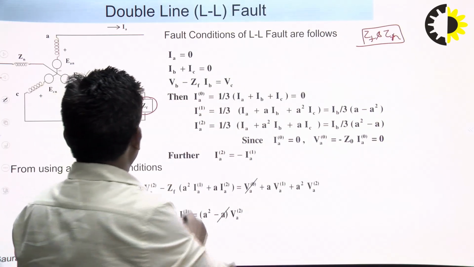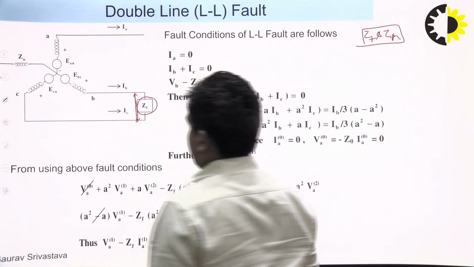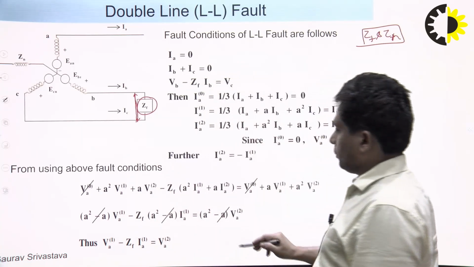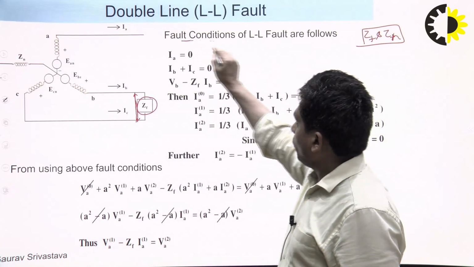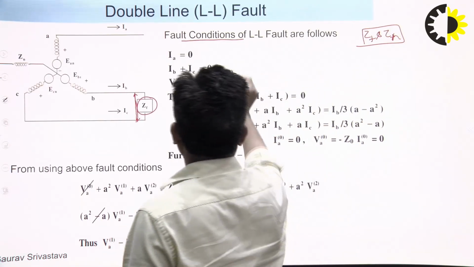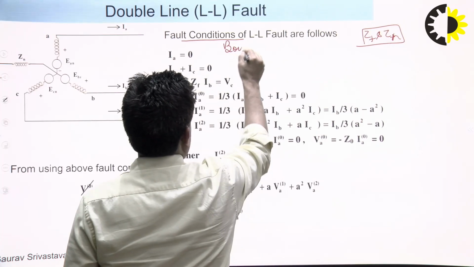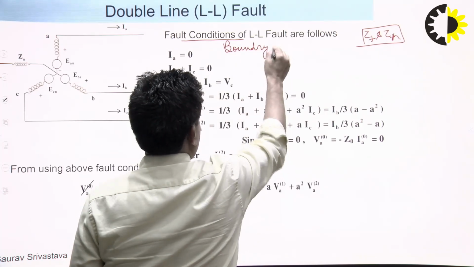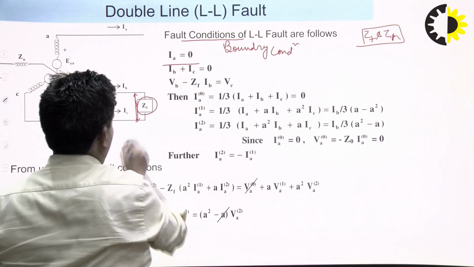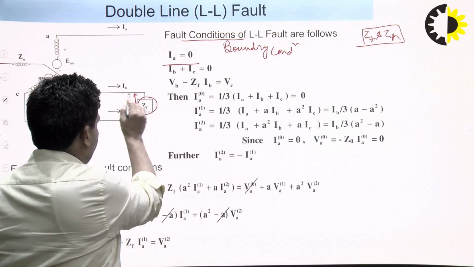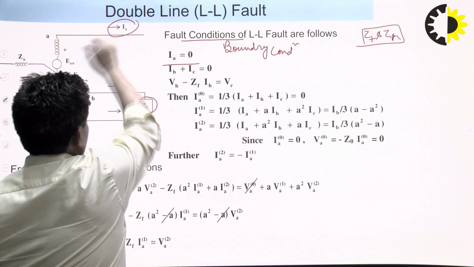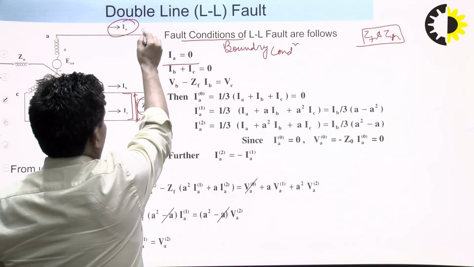Today we discuss the double line fault, with the fault impedance ZF connected. These are all the fault conditions of the double line fault, and the fault conditions are also known as the boundary conditions. The first boundary condition for the double L fault is IA equal to 0, because the fault occurs between phase B and phase C, which are short circuited, so the phase A current is 0.